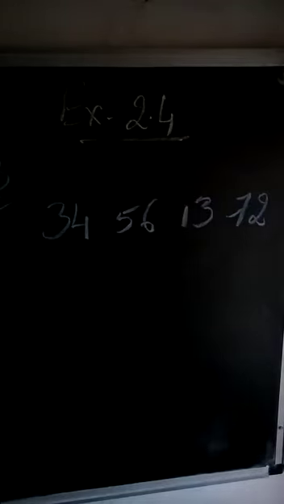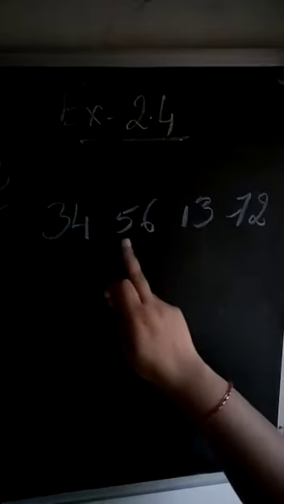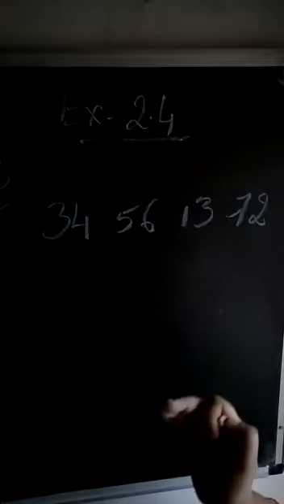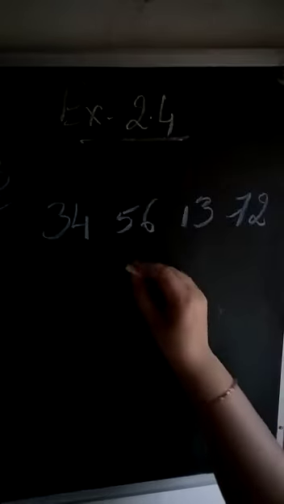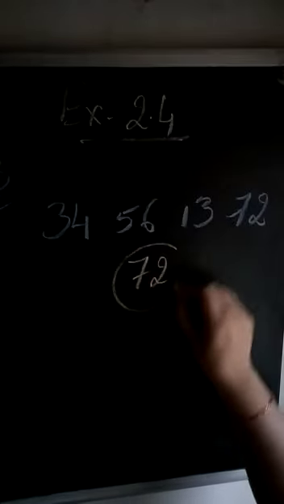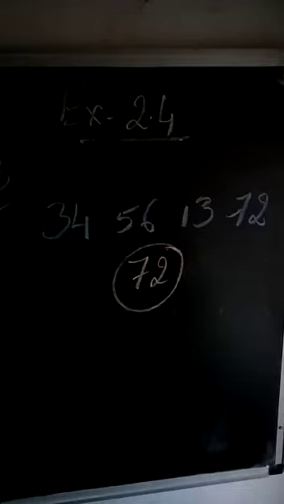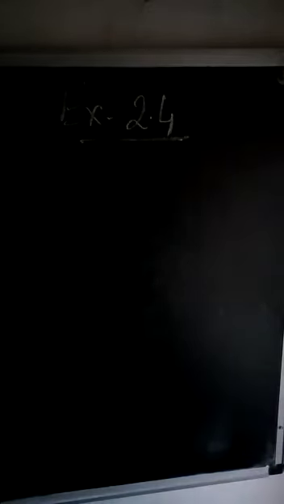Again it is a 2-digit number series. At first we will see the tens place digits: 7, 1, 5 and 3. Greatest number means we will choose the number having the greatest value, that is 7. So our answer will be 72. In the given circle we will write 72. The next sum is where we are to write the smallest number.